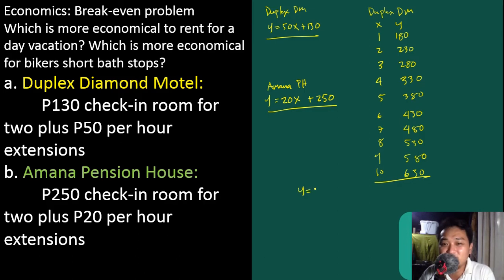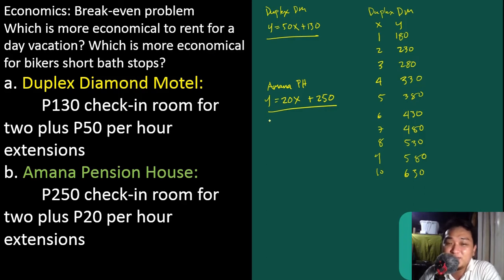So, y is equivalent to 50 times 10 plus 130. Pag nagtagal tayo dun ng 10 hours times 50, that is 500 plus 130. Y is equivalent to 500 plus 130 is 630. Correct? Ayan. Haba, grabe. O mamaya sasagutin natin yung tanong na bakit tinawag siyang break-even. Basta tandaan nyo lang, pag tinawag na break-even, meaning patas.